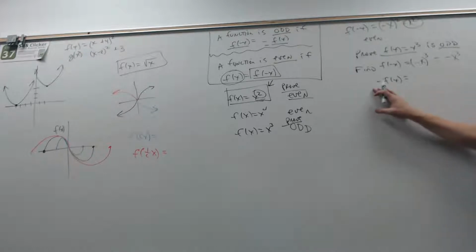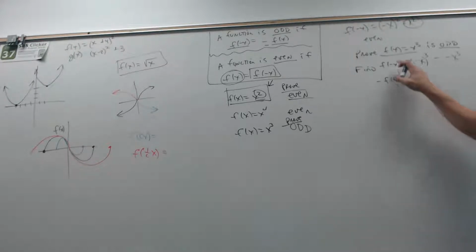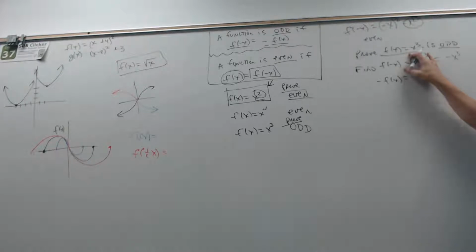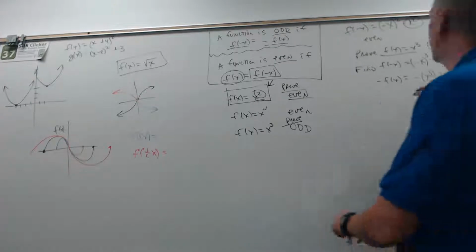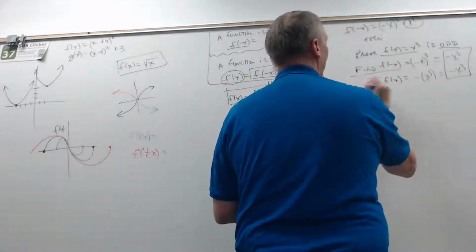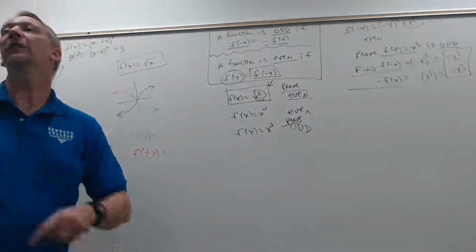Okay. What's minus f of x if this is my function? The negative would be outside the parentheses. So it'd be negative x cubed, right? So that equals negative x cubed. Are those the same? Is this function odd? So yes, we found f of minus x, we found minus f of x. We've proven that those are equal, therefore it is odd.